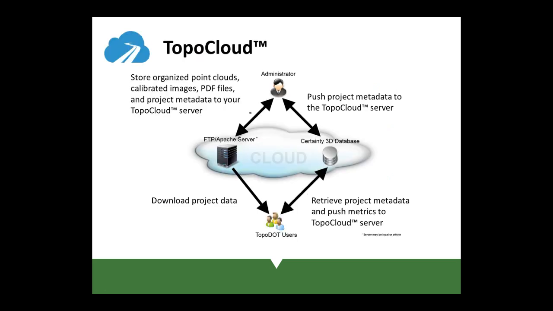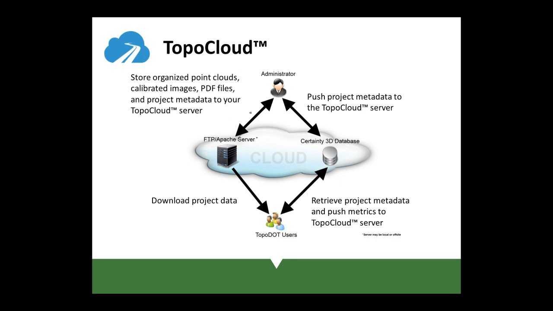TopoCloud, this is the big picture. You know me, I always go through the big picture, and then we'll let Maui show you the real stuff. The way TopoCloud is organized is that you have the administrator at the top, and you have an FTP Apache server, and that is your server. It can be sitting next to your desk, or on your network. So you basically have control of the data, all your raw data, all your point cloud and project data is going to go on that server. You retain control of that.